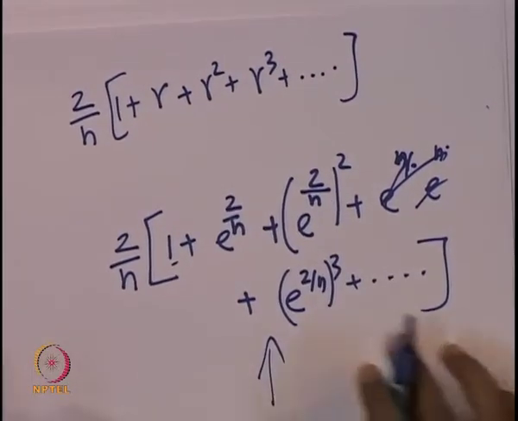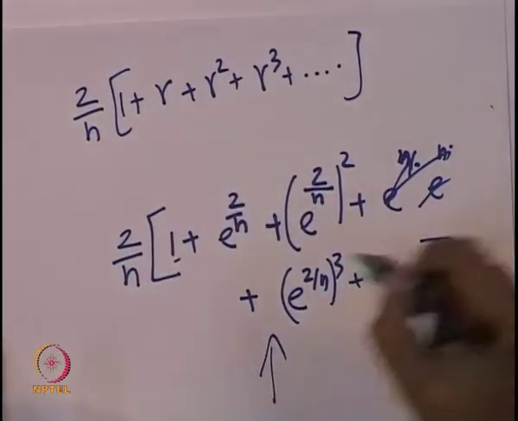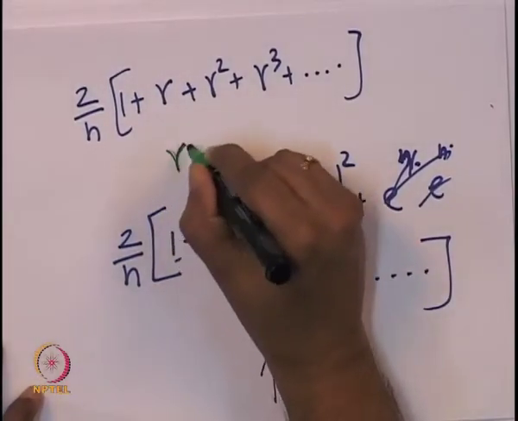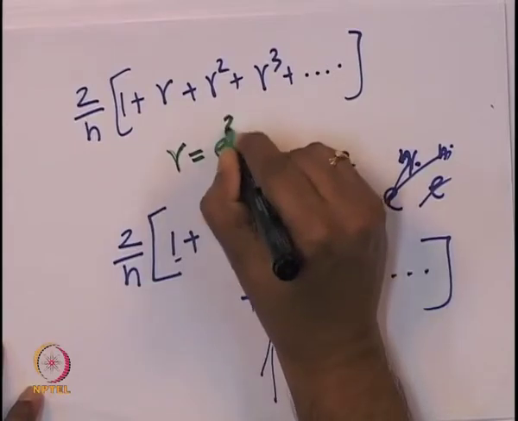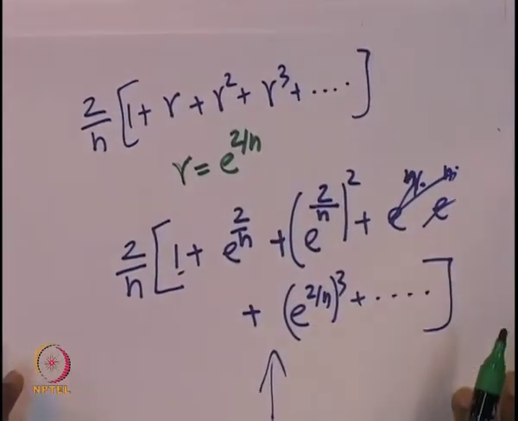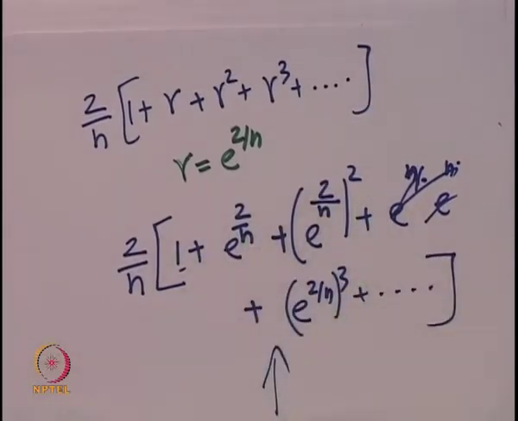So, this is a geometric series where r is nothing but e power 2 by n. If you do the sum of this geometric series, we should get e power x as in. We know how to do the sum of a geometric series; we learned it in school.